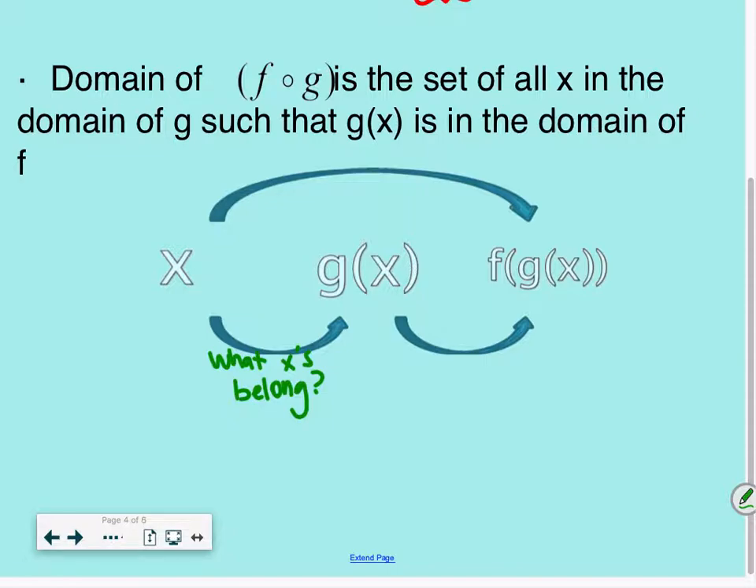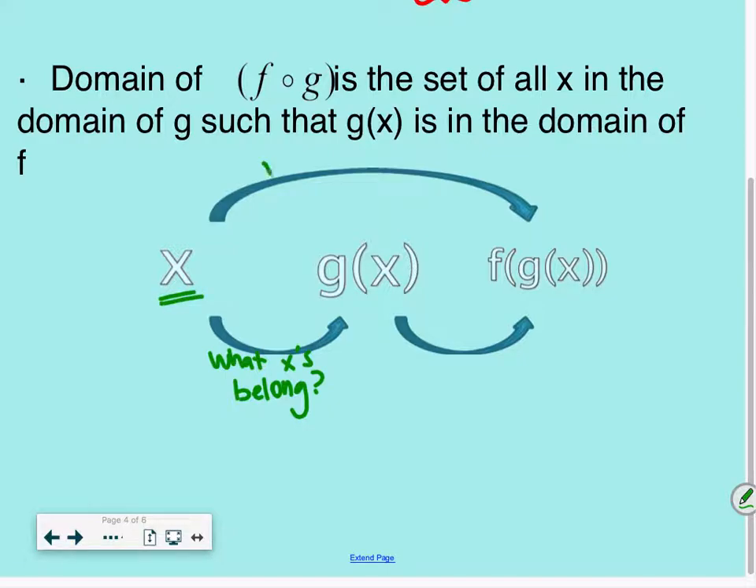Can we have all real numbers? Do we need to exclude the negative ones? Do we have a fraction that we need to exclude that number from? Once you have done the composition, then you also need to consider which x's belong. So, hold on, let me back up. We take g of x and we throw it into our function f, right? We do the composition. And then at that point, we need to think about the domain.